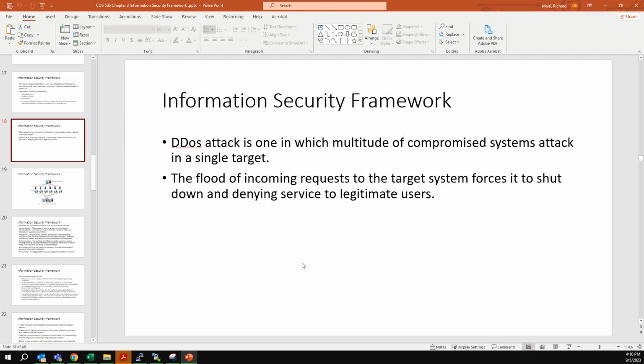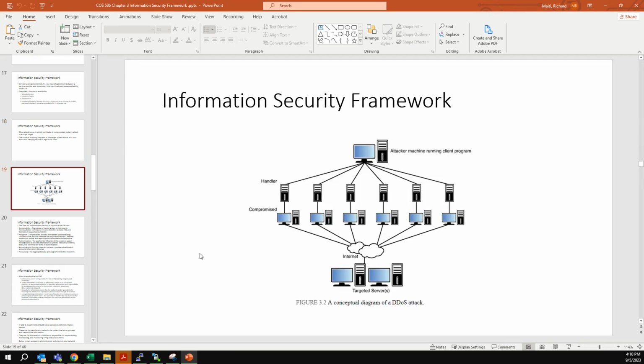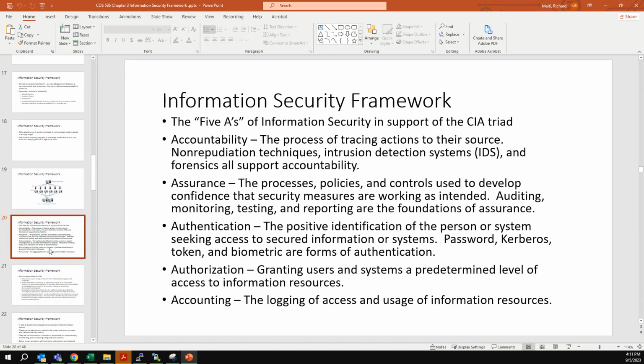So DDoS attacks: compromising a system, a flood of requests coming in to shut down the system. This is an example of a diagram of a DDoS attack. These are common on healthcare systems and other systems as well.